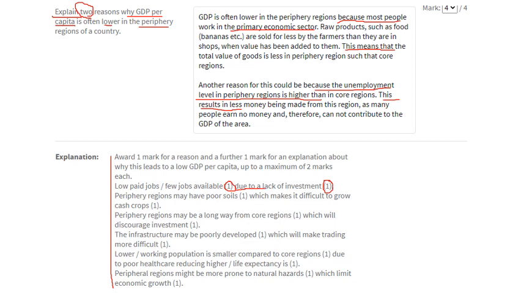And notice these connectives: due, which makes, which will, due to, which limit. So when you've got an explain question, make sure you're using those connectives.